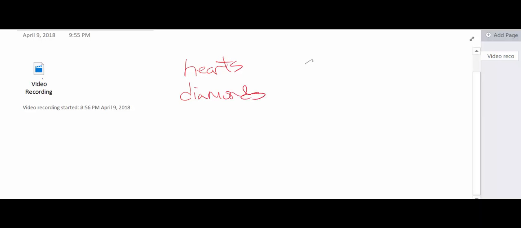The 2 black suits are spades, clubs. 52 cards total in the deck, so that means that there are 13 spades, 13 clubs, 13 hearts, 13 diamonds. Okay, so here's a question.